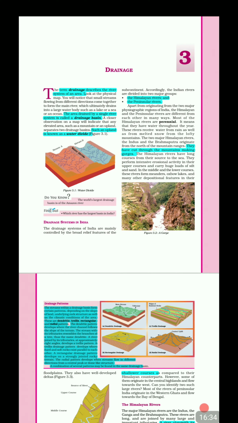Other important tributaries of Indus are the Gilgit, the Shyok, and Nubra. Nubra is, by the way, a tributary of Shyok, and Shyok is in turn a tributary of Indus, and Zanskar. Zanskar is also a river, right?